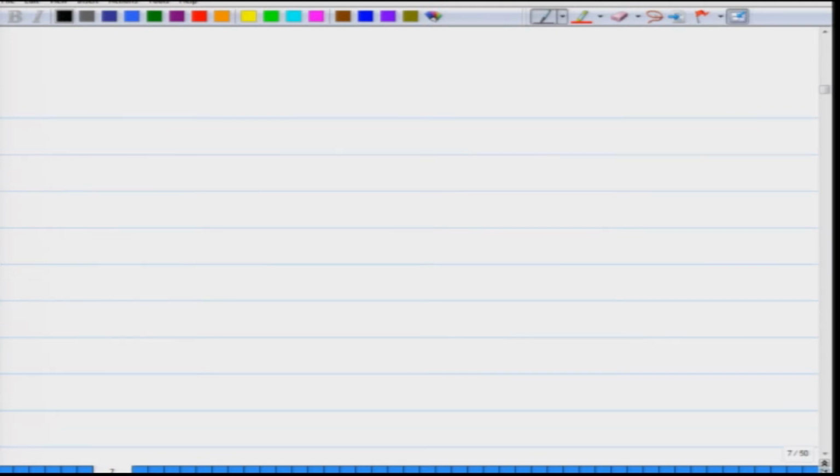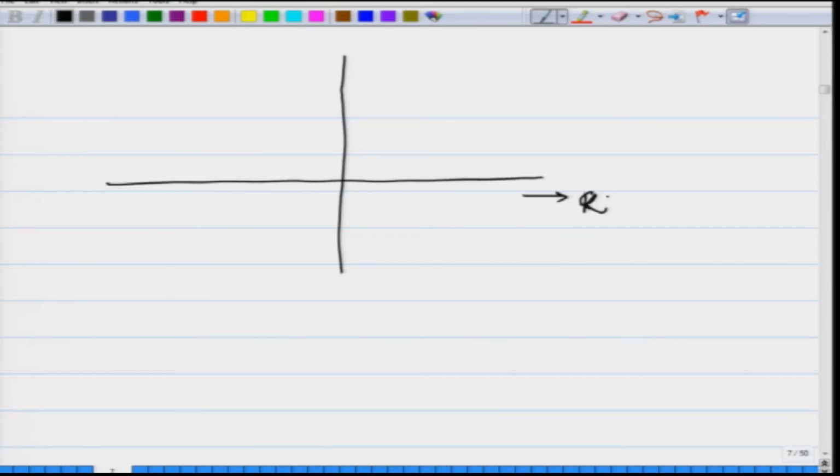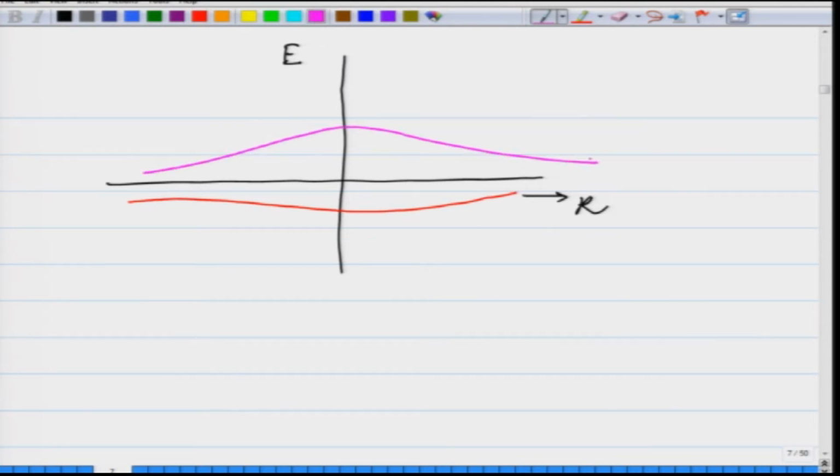Okay, so now if we plot the dispersion, these bands look like this. On the x axis we will have k, and the y axis we will have E. So the first band comes as this. The second band comes as this, and the third band comes as this. So, this is our first band, this is our second band, and this is our third band. So, this is the problem number 2.